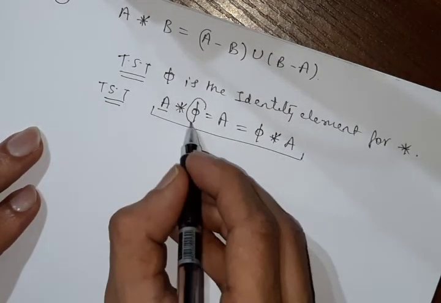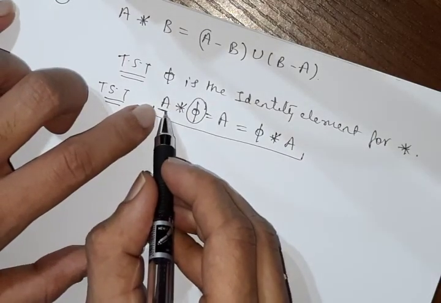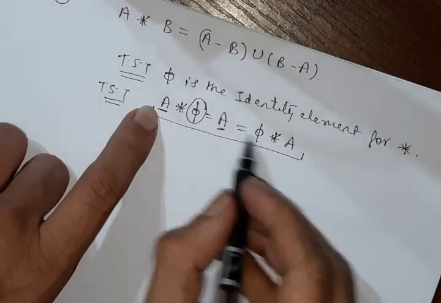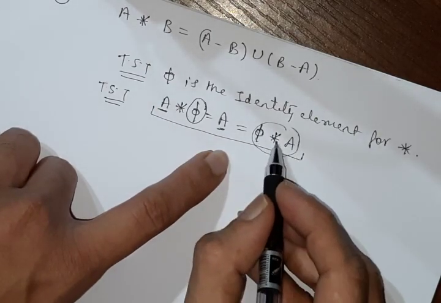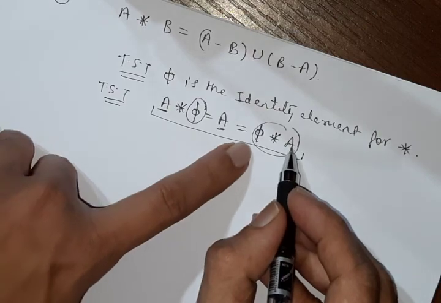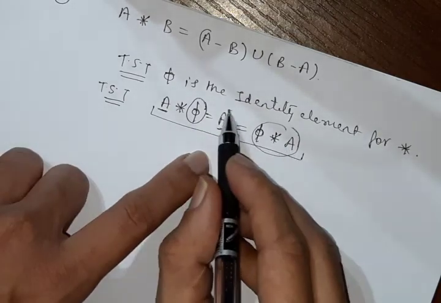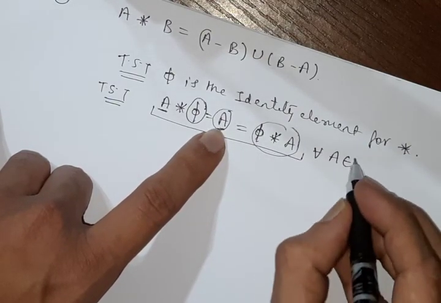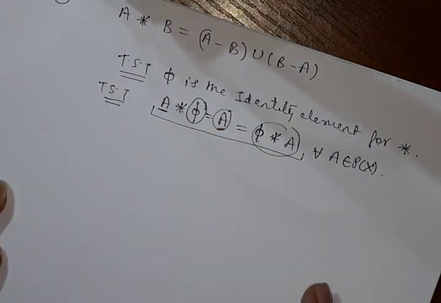Identity element is nothing but when you operate it with any element A, you should get back the element A. And also when you operate the empty set with A on the left hand side, then again you should get back the element A. So this is true for all A belonging to the power set of X. So this is what we have to get.